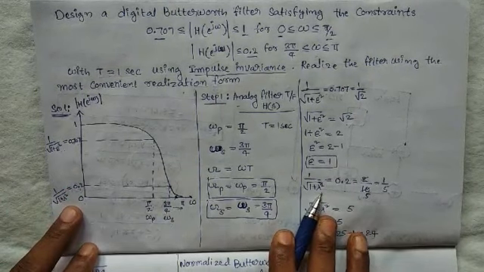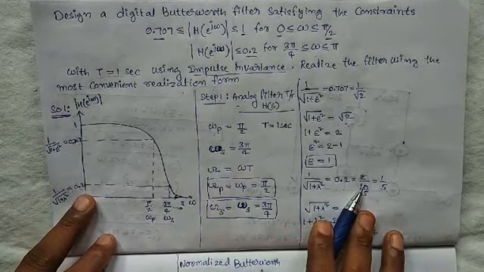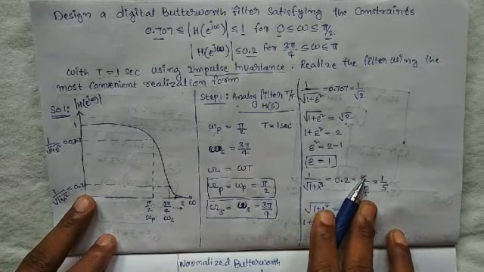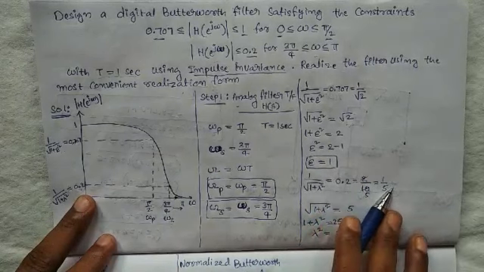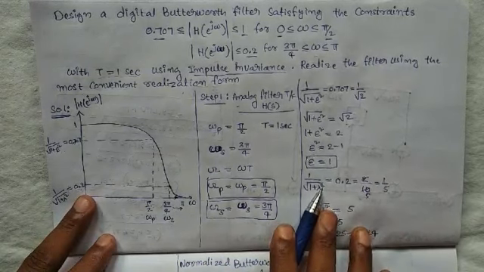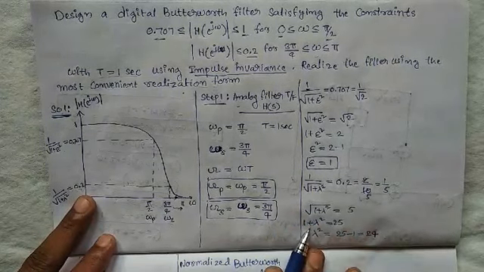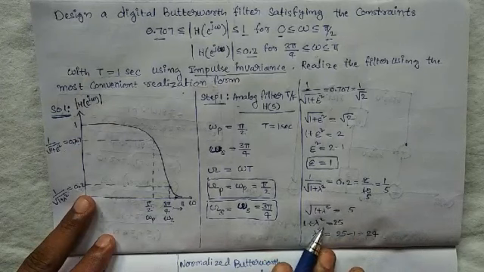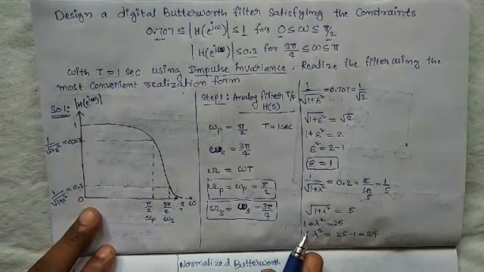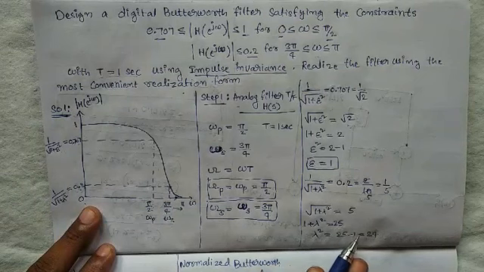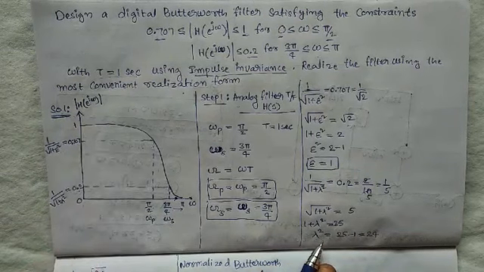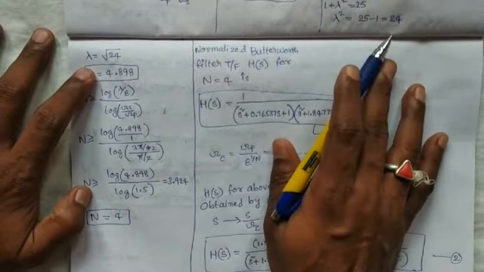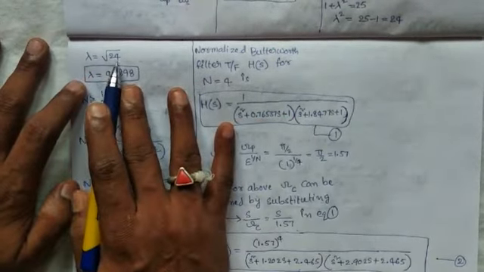Similarly we determine the λ value. 1 by square root of 1 plus λ² is equal to 0.2. Here 0.2 means 2 by 10, which after cancelling is 1 by 5. So square root of 1 plus λ² is equal to 5. Squaring on both sides, 1 plus λ² is equal to 25. Then λ² is equal to 25 minus 1, which is 24. Now we determine the λ value: λ is equal to square root of 24.